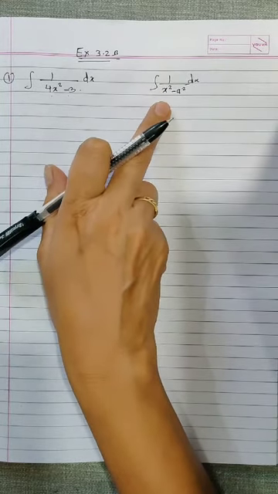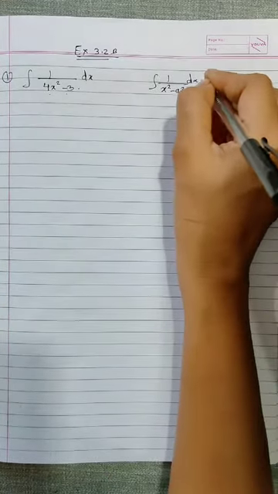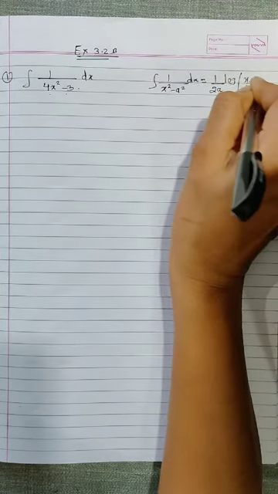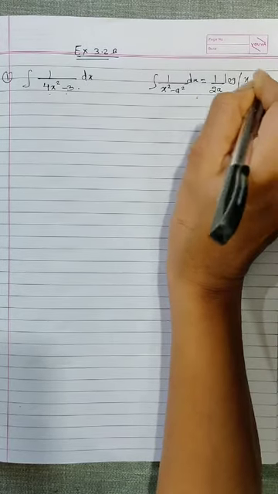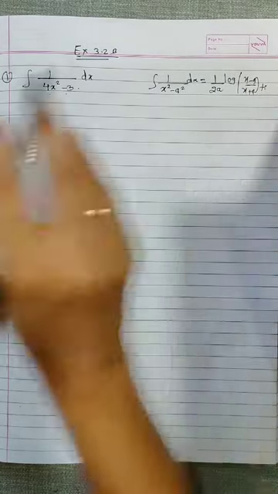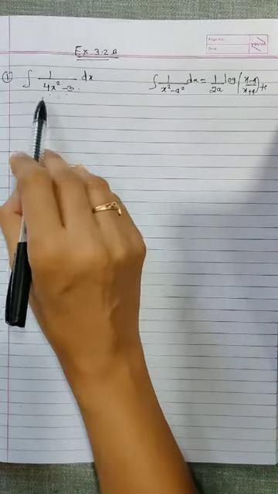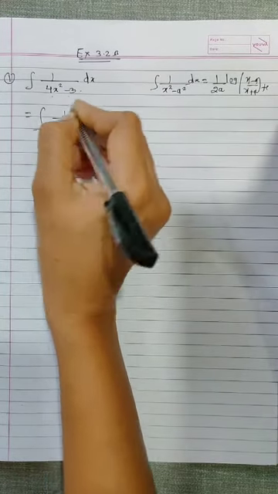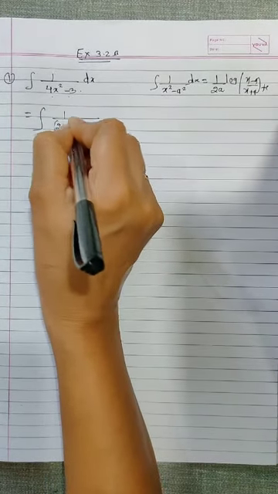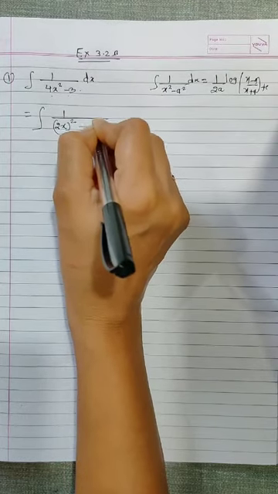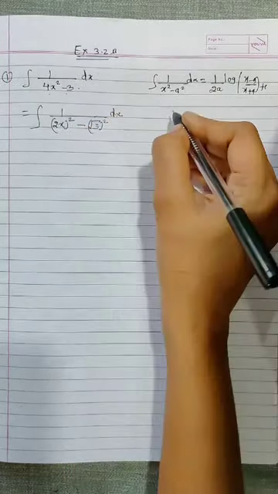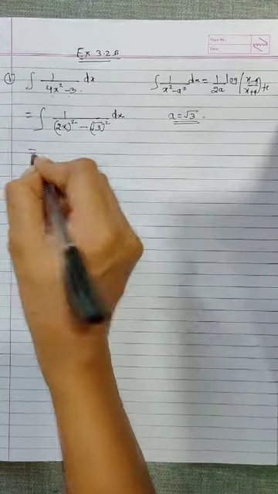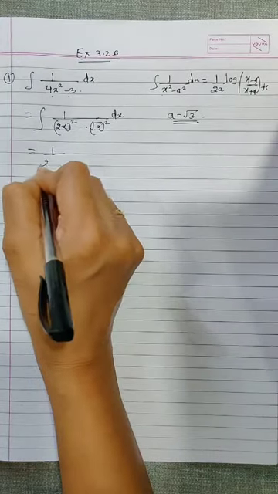So integration 1 upon x square minus a square dx, what is it? It is equal to 1 upon 2a log of x minus a upon x plus a plus c. Always mention the formula so that it will be easy to solve. Okay, now we will convert this 4x square minus 3 in terms of x square minus a square. So 4x square can be written as 2x whole square, 3 can be written as under root 3 whole square, and dx. So that we have here a equal to what? Root 3.